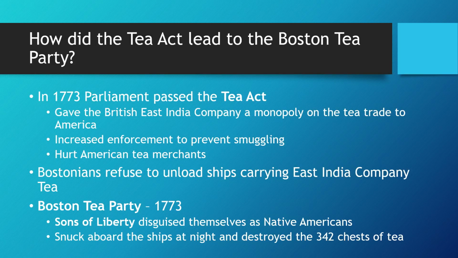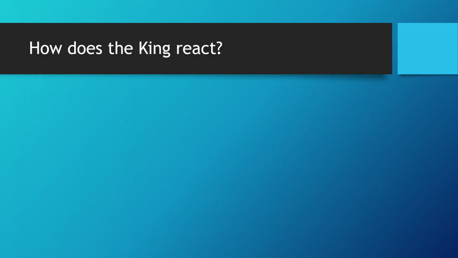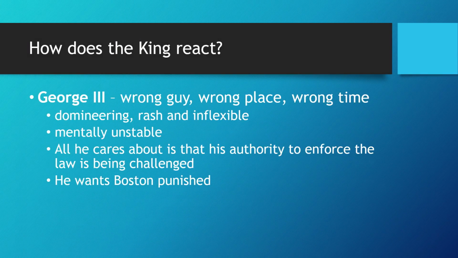Boston was not an isolated incident either. Similar protests took place in other American port cities. A capable and flexible leader probably could have brought this conflict back from the brink of disaster. George III was not that leader. He was completely unsuited to the situation. He was domineering and rash when the problem called for flexibility and patience.